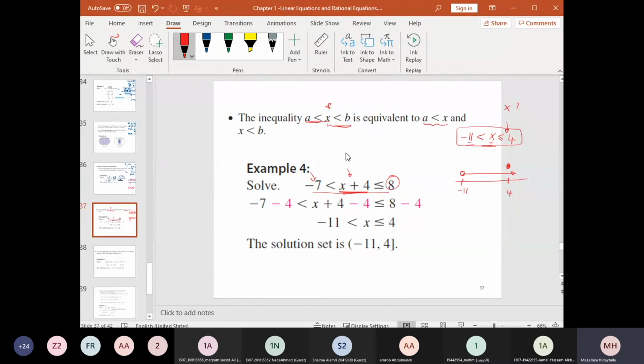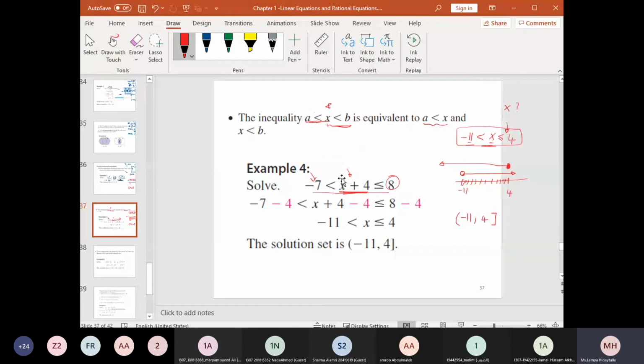So here it's like this, and the solution is this region here. So we can write the interval. How can we write it? It is from minus 11, open or closed? Is there equality? There is no equality, so it's open from here. And up to where? Up to 4. Close the bracket or open? Close, because there is equality from this side. So that is the solution.